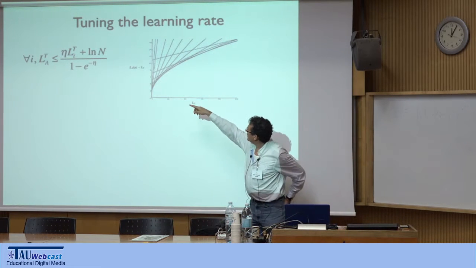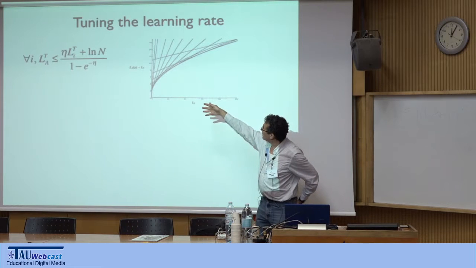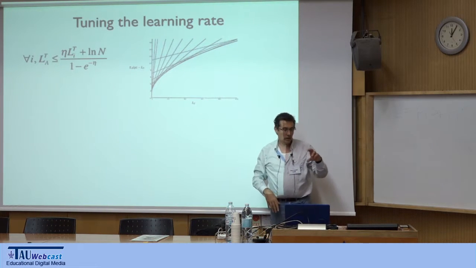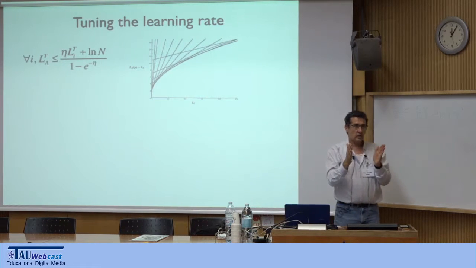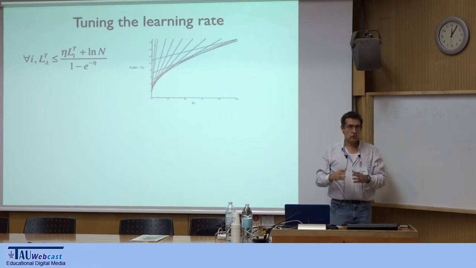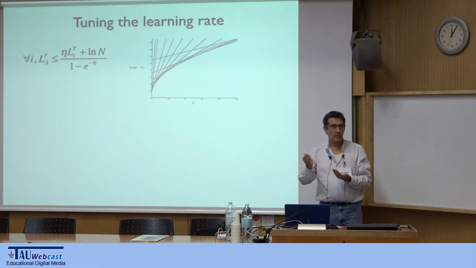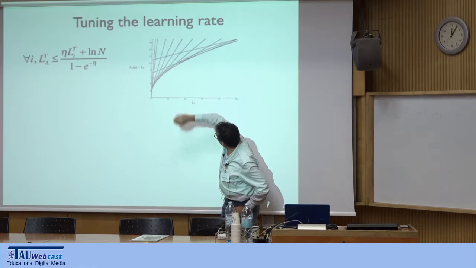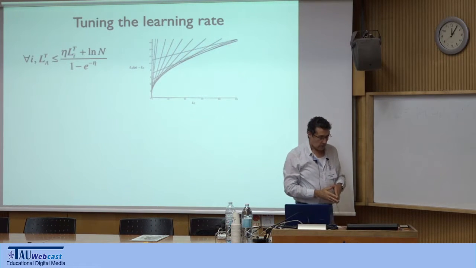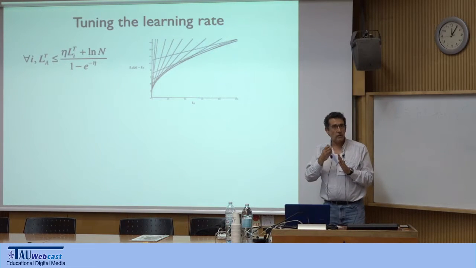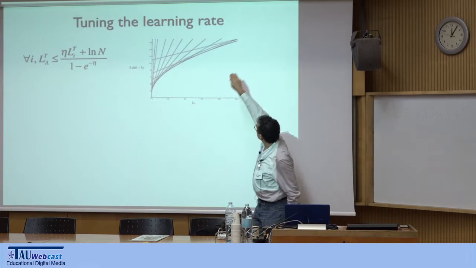But this graph basically gives you the intuition about the setting of the learning rate. If the sequence is short, if the time is short, and there are many, many experts to sift through, then you need a fast learning rate. And you get a bound that is a linear bound like this. If the time is long, or the number of experts is small, then you can take your time with learning. And so then you get a bound that is here.